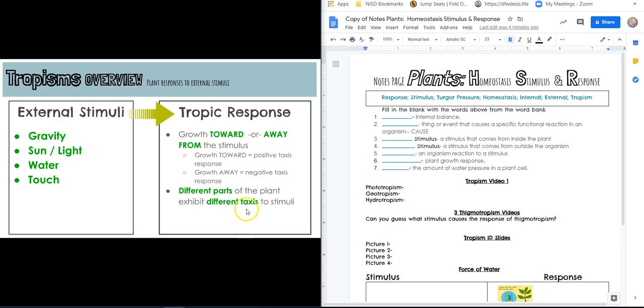And different parts of the plant exhibit different taxis to stimuli. So for example, if the external stimulus is light, then the top part of the plant, the leaves, are going to grow toward the light, and the roots are not going to grow towards the light. They're going to grow away from the light. So the leaves are showing a positive taxis and the roots are showing a negative taxis.